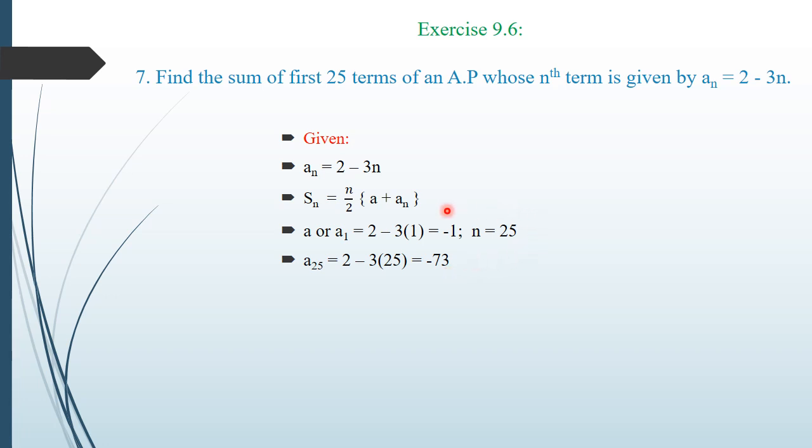Therefore, substituting these three values in this equation, I can get the sum of 25 terms. That is S25 is equal to, wherever n is there, I'll put 25. 25 by 2 into (a is minus 1, and in place of an I'll substitute minus 73). That will give me 25 by 2 into minus 74. I can cancel out this 74 by 2, that will be minus 37. Therefore, S25 is equal to 25 into minus 37, that will give me minus 925.